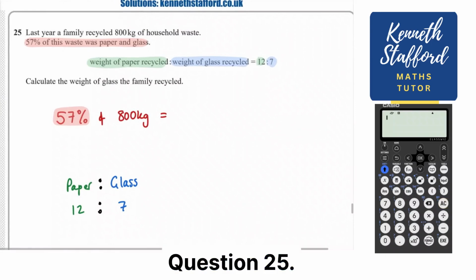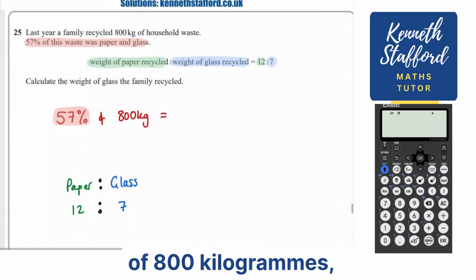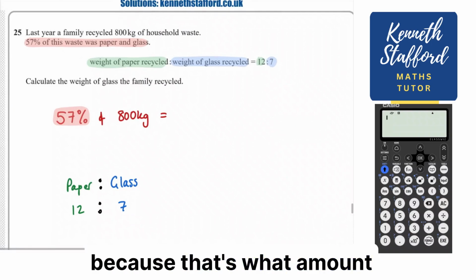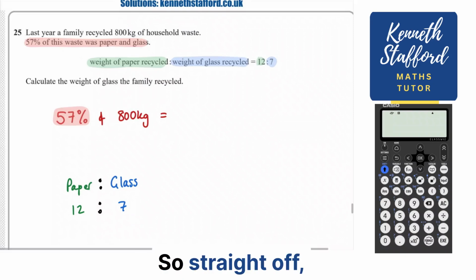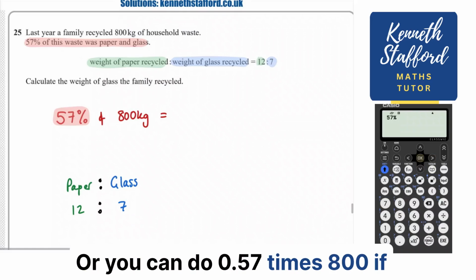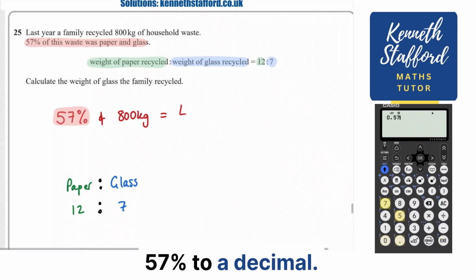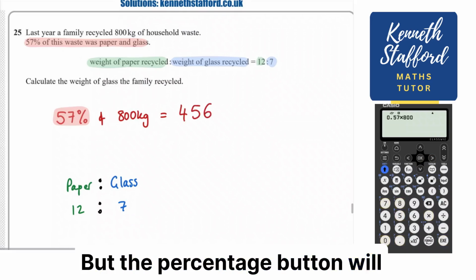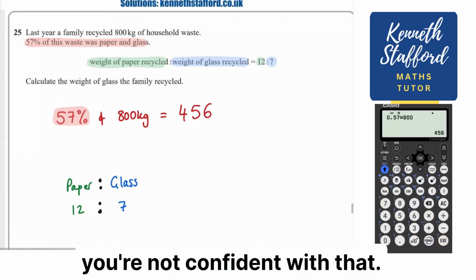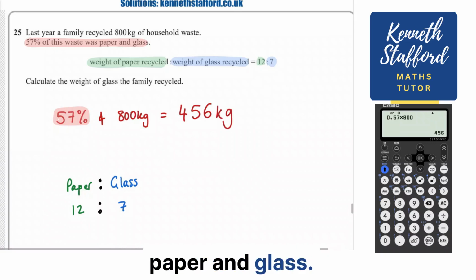Question 25 then. We need to figure out 57% of 800 kilograms, because that's what amount is paper and glass. So straight off, we can just do this on our calculator, just type in 57% times 800, or you can do 0.57 times 800 if you're happy with converting 57% to a decimal. But the percentage button will save you having to do that if you're not confident with that. So 456 kilograms of the recycled household weight was paper and glass.